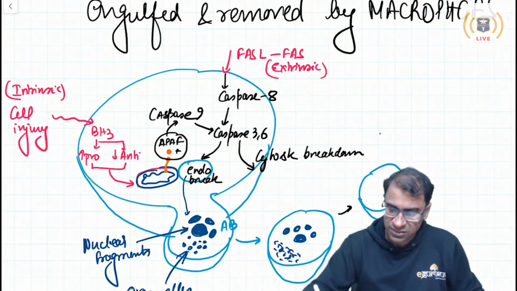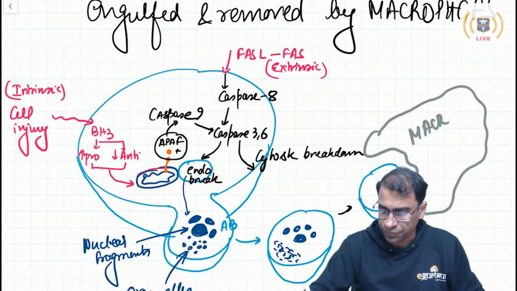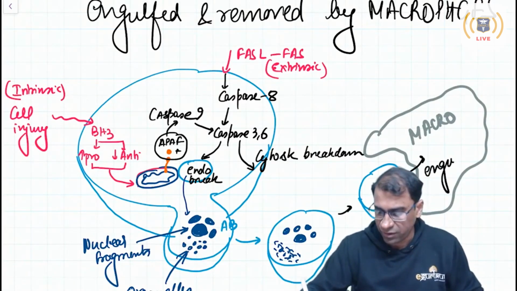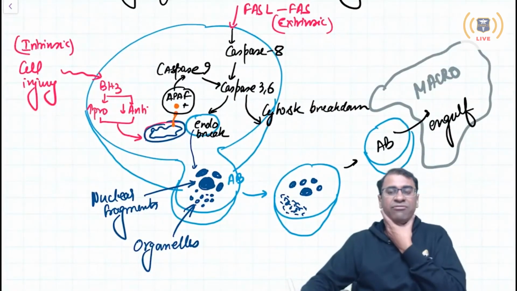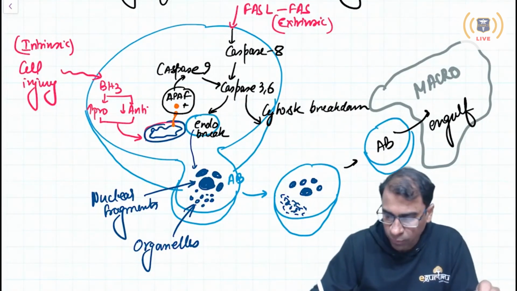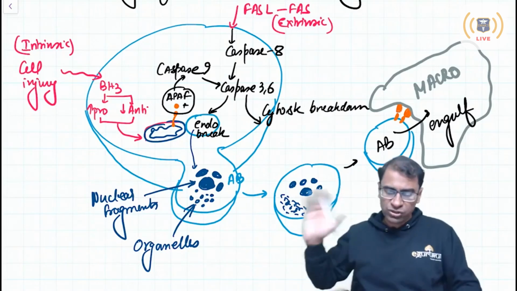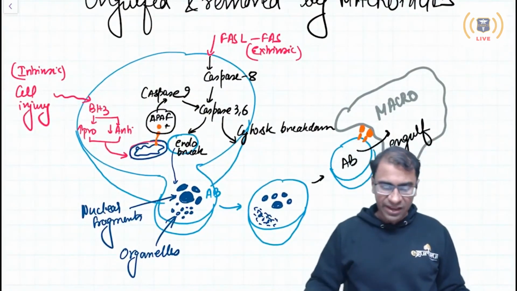So this is a macrophage, guys. The macrophage will engulf the apoptotic body. Yes, there is a sensing involved here. There are some sensors to actually sense which is the apoptotic body, but I'll talk about this sensing later on. First, to understand how the whole event has occurred.